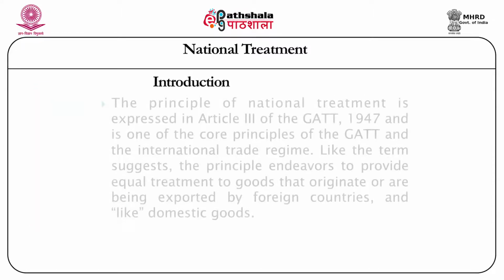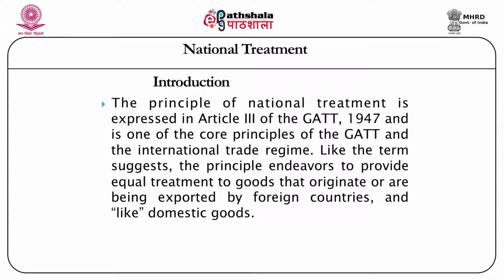The principle of national treatment is expressed in Article 3 of the GATT 1947 and is one of the core principles of the GATT and the international trade regime. Like the term suggests, the principle endeavours to provide equal treatment to goods that originate or are being exported by foreign countries and like domestic goods.